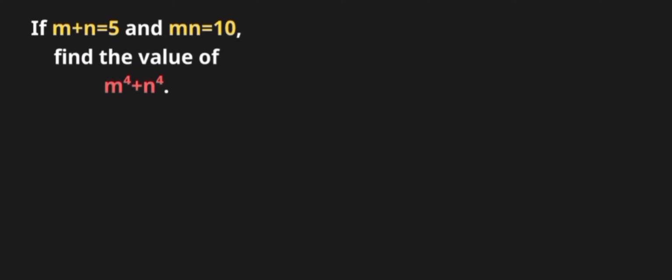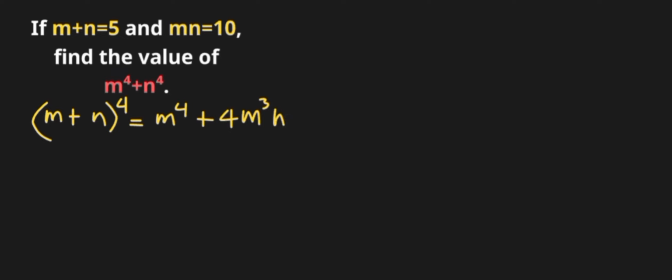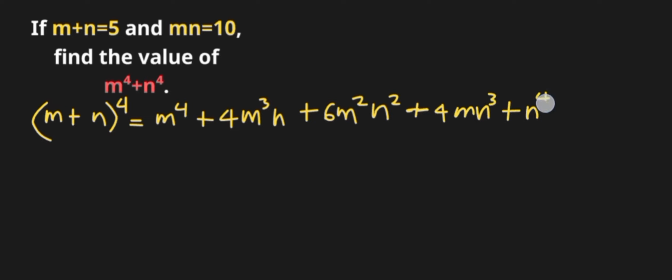So the first thing we do is to take the fourth power of m plus n, to the power of 4. When this expands, it expands into m to the power of 4 plus 4m raised to power 3 times n plus 6m squared n squared plus 4m n raised to power 3 plus n raised to power 4, either by the binomial expansion or by using Pascal's triangle.